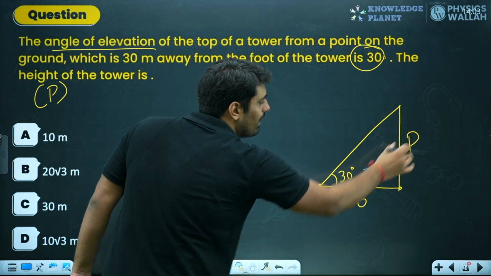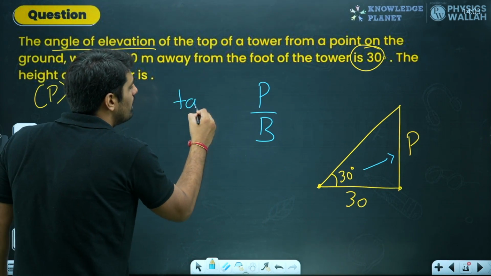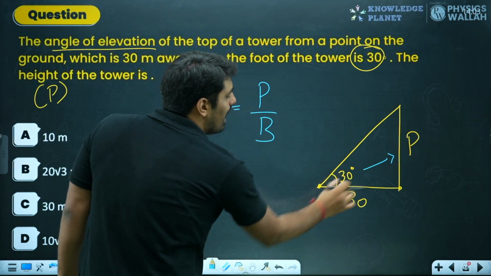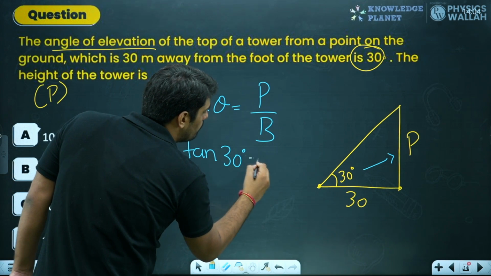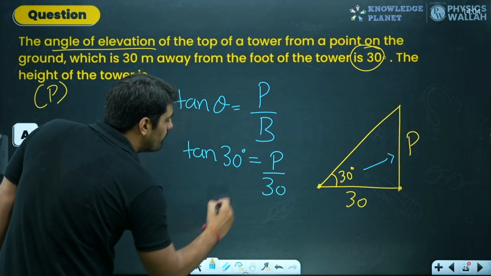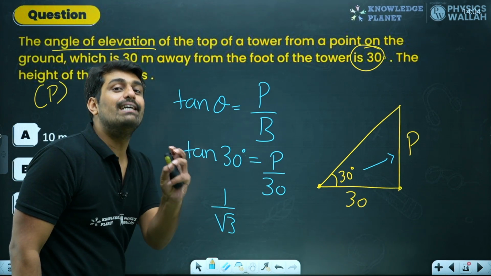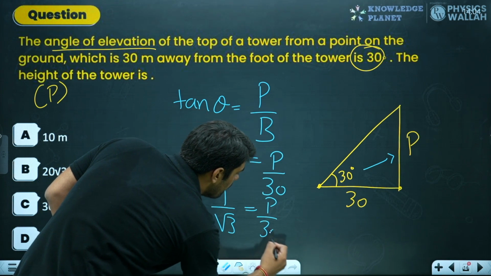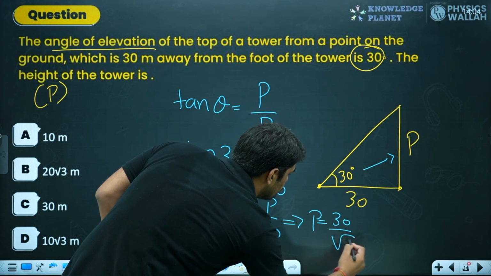I have a perpendicular, I have a base. Perpendicular by base is the relation for tan theta, and I want the perpendicular. So tan theta, I'll put the value of theta over here. Tan of 30 degrees equals, perpendicular is the thing which I need to find, and the base value is given to me as 30. Tan of 30 degrees is 1 by root 3. This is something which you should know on your fingertips. That is the importance of this part. P by 30. From here, I get the value of P as 30 by root 3.